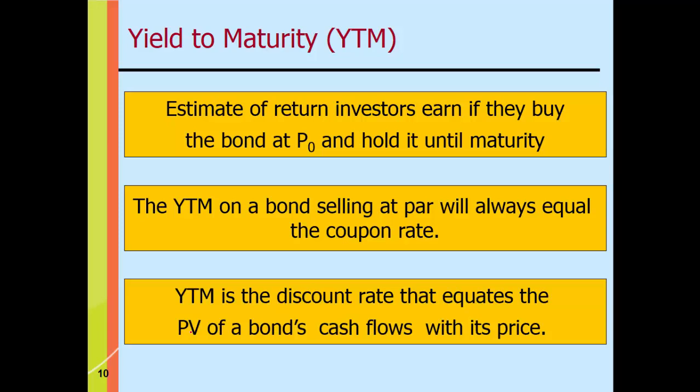So to calculate yield to maturity, we'll just find the discount rate that equates the present value of the bond's cash flows with its current price. So if I paid $900 for a bond that has $50 coupons, I'll just plug in $50 coupons, $1,000 principal into the present value calculation, and then adjust the discount rate until the present value equals the current price. We might work a problem like that in the homework.